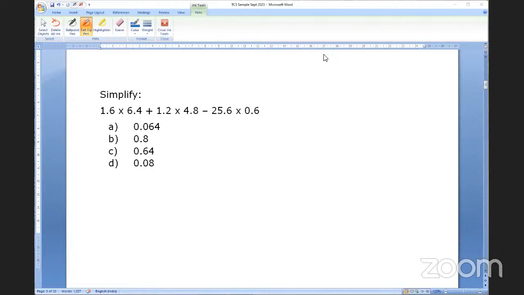Let's check a simplification question from algebra. You set up a timer for yourself. Pause the session, set up a timer and try to solve it yourself.